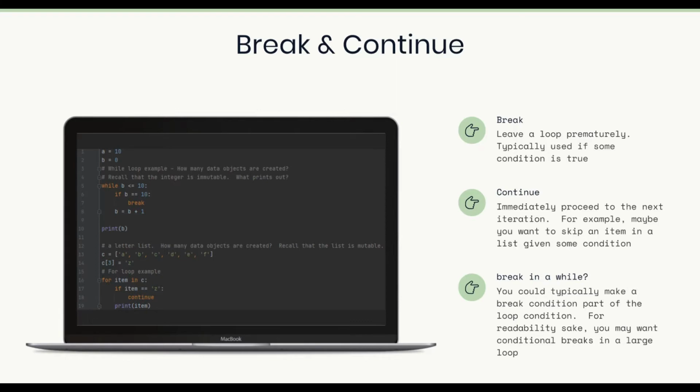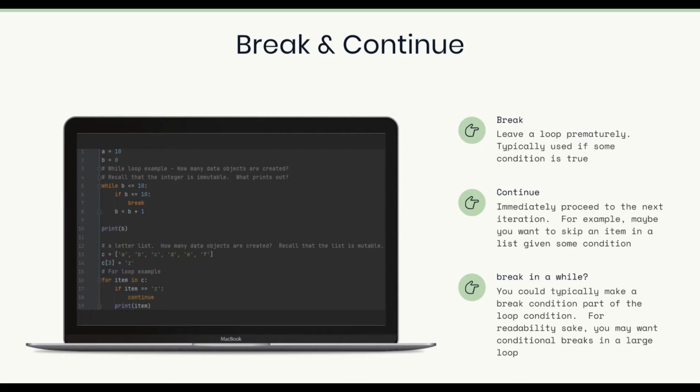So break again lets you leave a loop anytime you want given some condition. Now you wouldn't have to put a condition for a break to be used. You could just use it by itself, but that wouldn't make any sense really. Typically you're going to have a condition that when it's true you want to leave the loop.